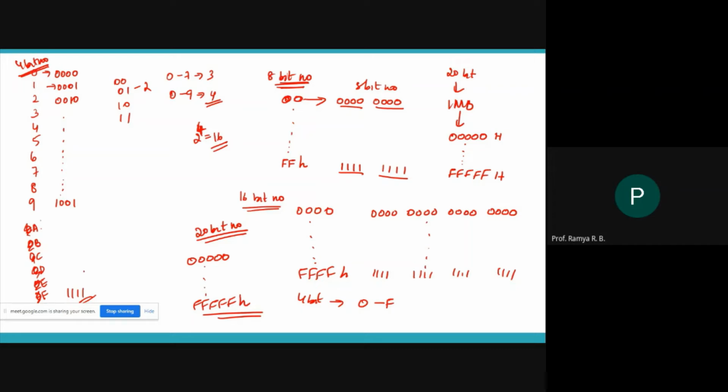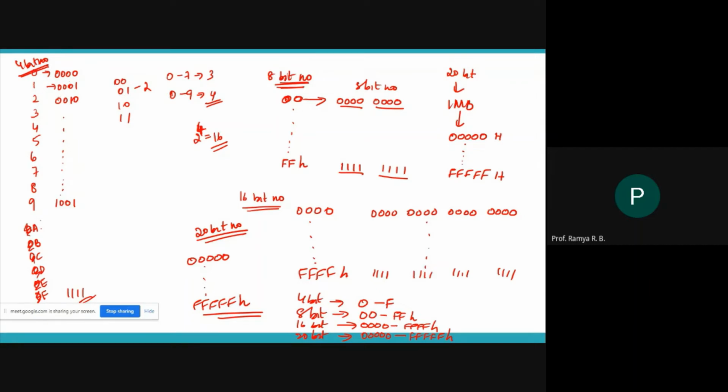Now if you want to represent a 4-bit number, your range will go from 0 to F. If you want to represent an 8-bit number, your range will go from 00 to FFH. If you want to represent a 16-bit number, your range will go from 0000 to FFFFH. And, ma'am, what is H? H is hexadecimal. That need not be written, that is understood. H means hexadecimal. And if you want to represent a 20-bit number, your range will go from 00000 to FFFFFH.